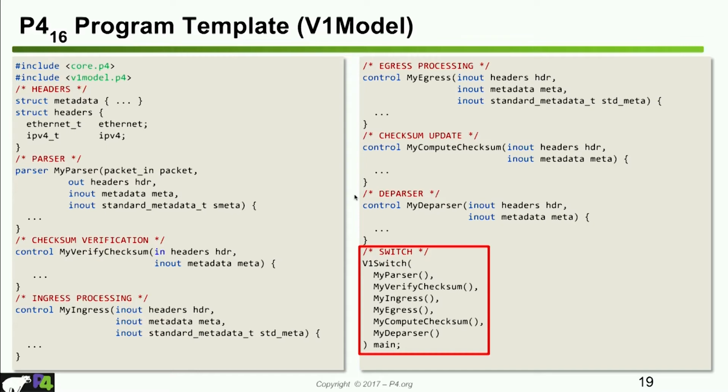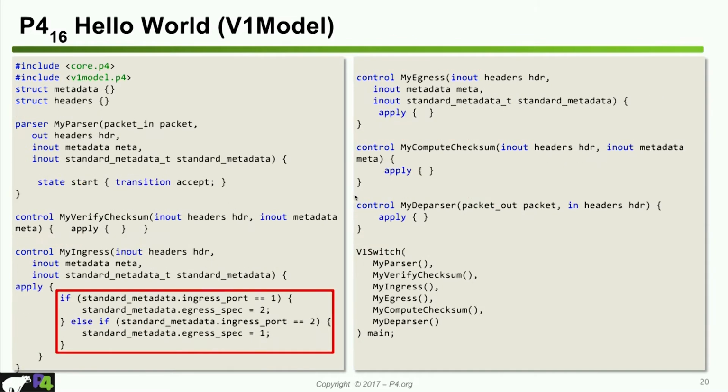So now let's take a look at the most basic example of a P4 program that I could think of. I like to call this example the Hello World example, because it's essentially just a wire that connects port 1 to port 2. So in this simple example, the parser doesn't have to do anything. It doesn't have to extract any headers. The verify checksum block won't do anything either. And when the packet reaches my ingress control block, it checks the port on which the packet arrives.